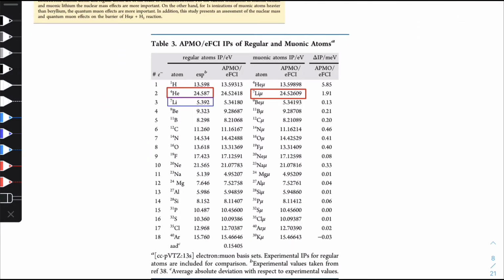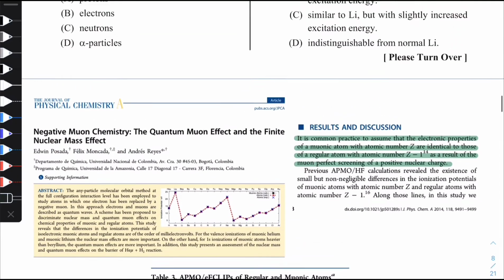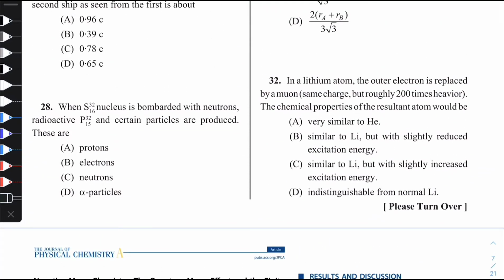So here we can see helium has the ionization potential of 24.587 electron volt. And on the other hand, the lithium muon atom has the ionization potential as 24.526. So these two are very similar to each other. Whereas the regular lithium has the ionization potential 5.392. So let's move on to the options. Very similar to helium, so this would be the correct answer.